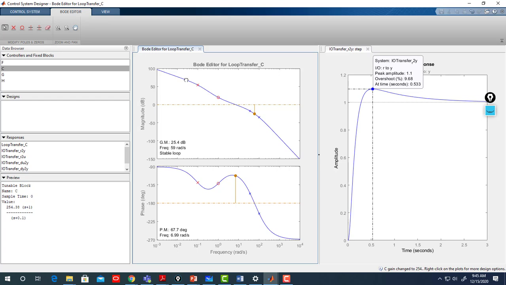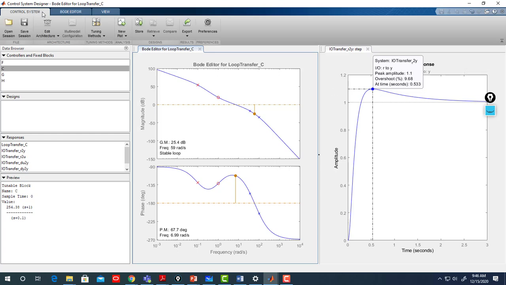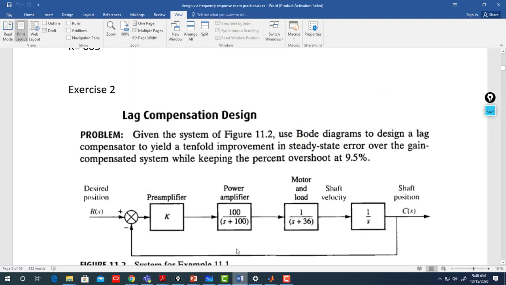And this is my new design. So I have 0 at 1 and pole at 0.1. See, frequency at 0.1. I have a phase margin of 67 and gain margin of 24. And it gives me around 9.5 overshoot. Okay. So also you could store your design if you are interested. But this is what the exercise is about. So that's how we deal with it.